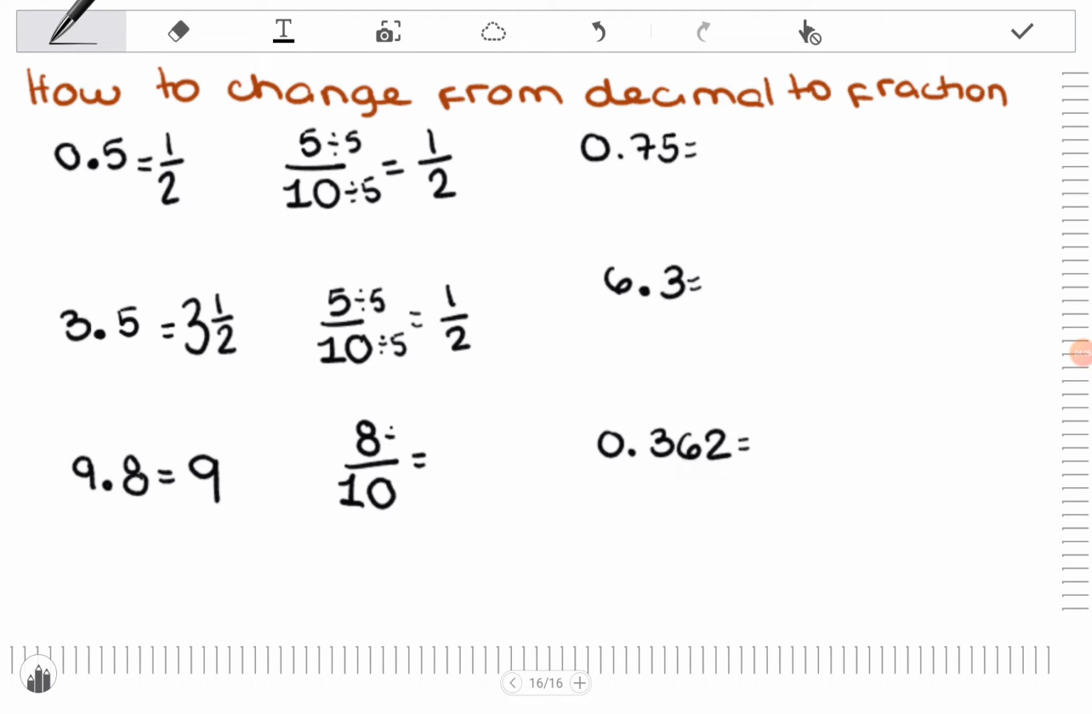How? Dividing the numerator and the denominator by the same number. What number could that be? In this case, it's going to be 2, because 8 and 10 are both divisible by 2. So 8 divided by 2 is 4. 10 divided by 2 is 5. Can I find another number to simplify this fraction? Is there any number that can simplify 4 and 5? No, the fraction is already simplified, so I can write it right here. So 9.8 is the same as saying 9 and 4/5. Very easy. I hope you understand. Let's do the last 3 examples.